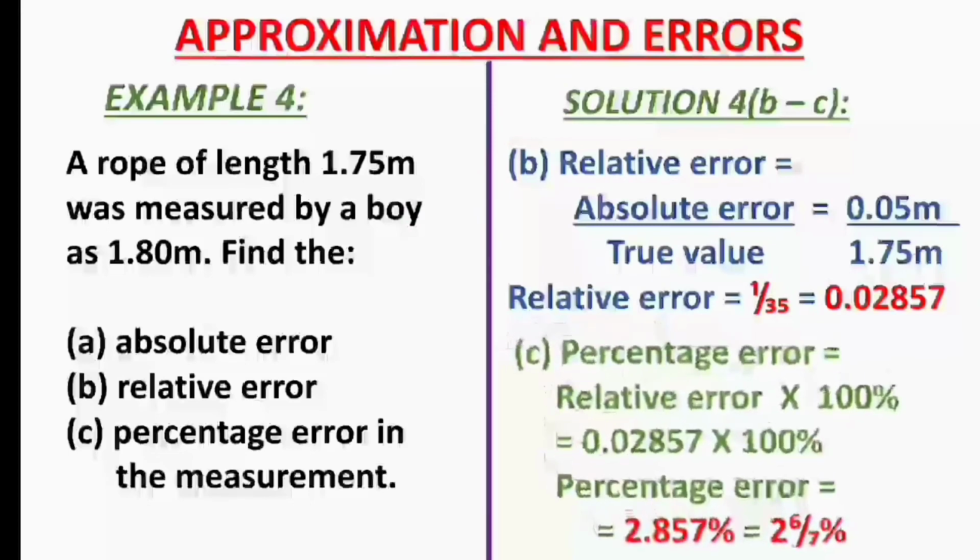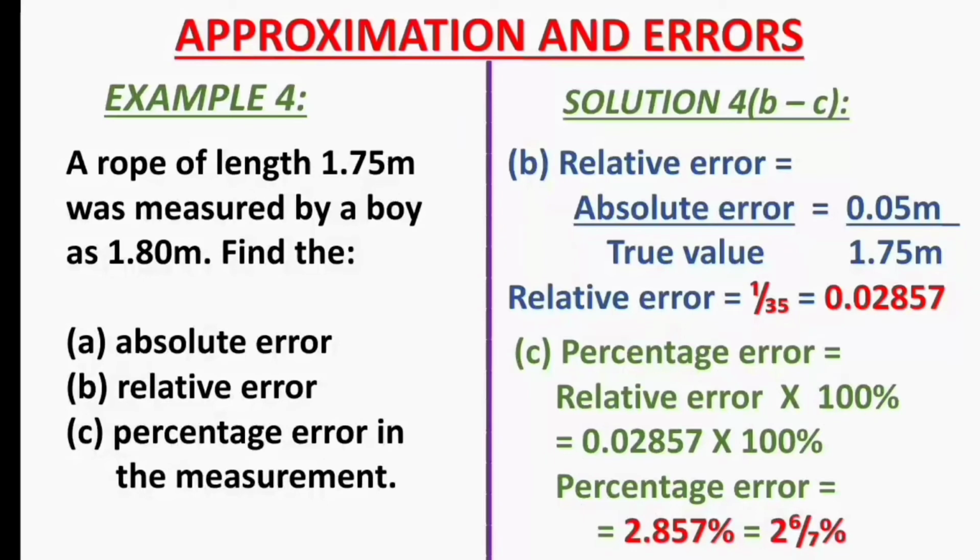The percentage error, the formula is relative error times 100%. Multiplying the relative error by 100%, our percentage error is 2.857% or 6/7%. In question 4, we can see that the errors are all positive.